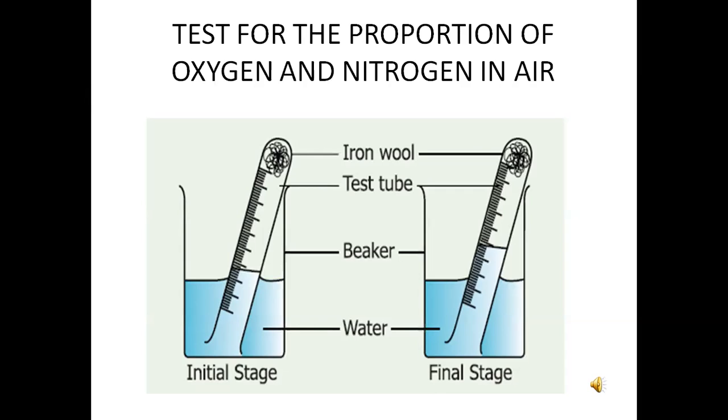Observe the changes that have happened in the iron wool and to the level of water inside the test tube. We could see that the water level has increased inside the test tube. The rise in water is because of oxygen in air, which has been removed by the rusting reaction. This will be about 20 percent, which is approximately the percentage of oxygen in the air.